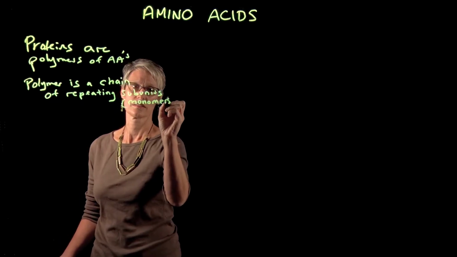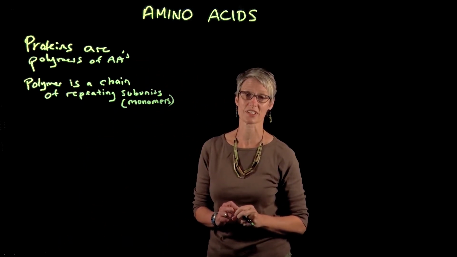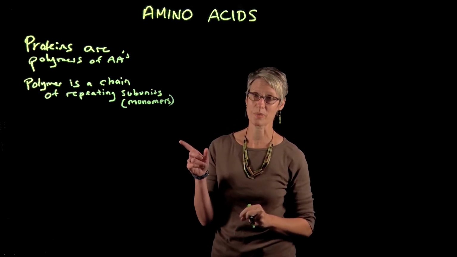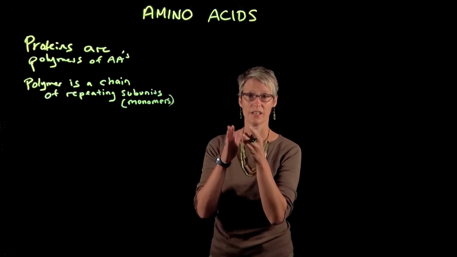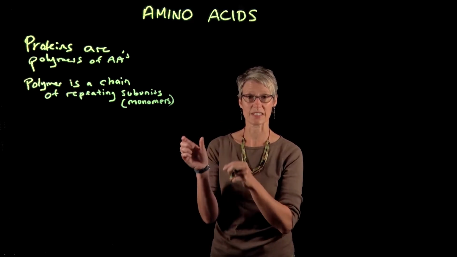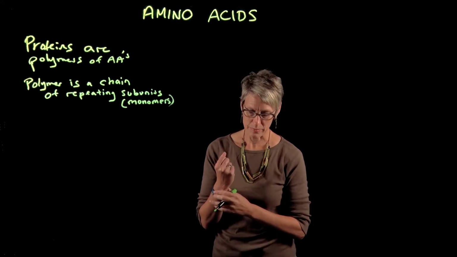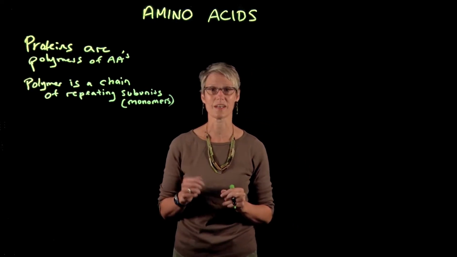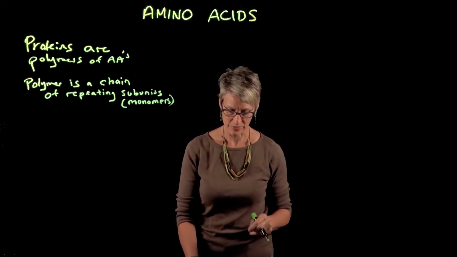And quite a few of the biological macromolecules that we're going to talk about in this class are actually polymers. So they're long chains of a repeating monomer or subunit that's linked together by a particular kind of bond. For proteins, the monomer is amino acids, and amino acids are going to be the focus of the video today.